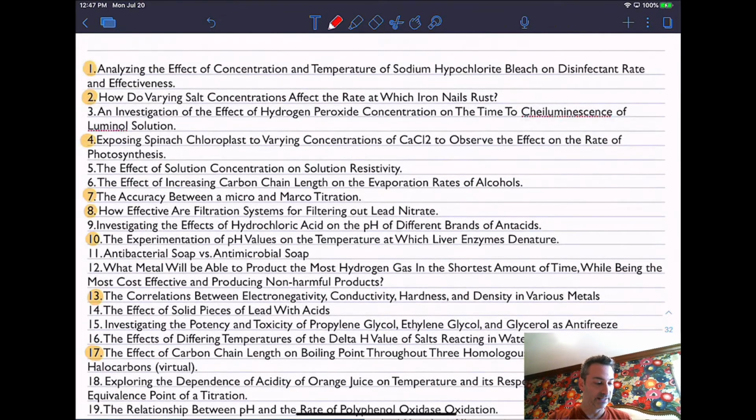The second one I highlighted, number 2: how do varying salt concentrations affect the rate at which iron nails rust? This student made different concentrations of salt solutions, put the iron nail in, and wanted to see how much rust there was. But the problem was massing the rust. They had to take the nails out of the solution every few days, scrape off the rust, and then mass it. So that was a challenging experiment. It seems like it would have been straightforward, but it was hard to find that mass.